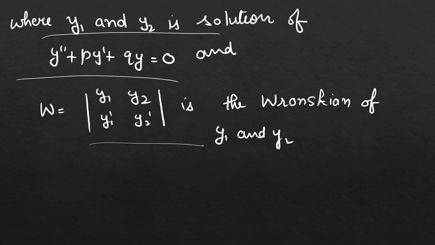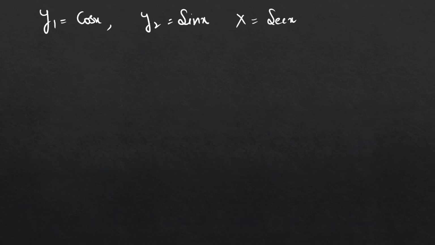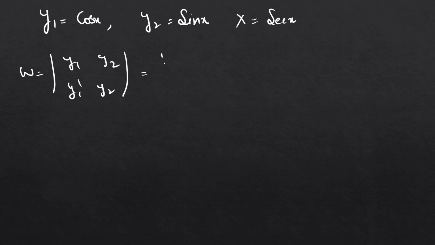Now if we go over the method, it says that we have already found the value of y1, we have found the value of y2, and we know what X is. Now we just have to work out W. So what is W? W can be taken as the determinant of y1, y2, y1 dash and y2 dash. So we can easily write it down.